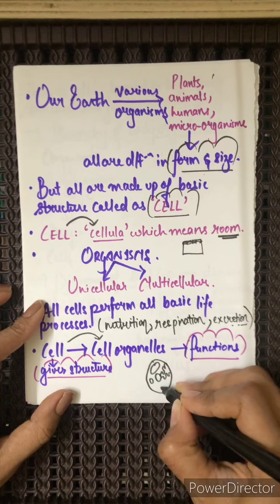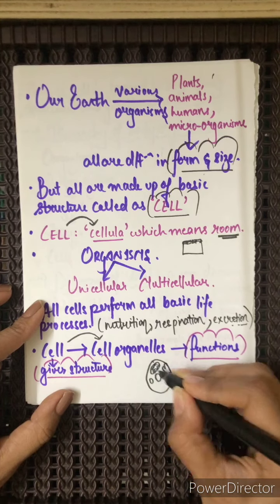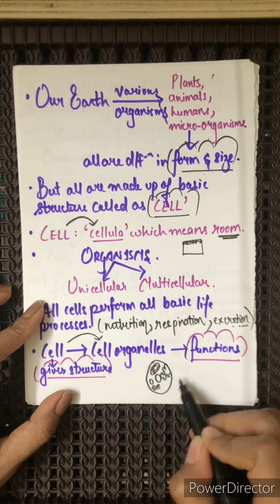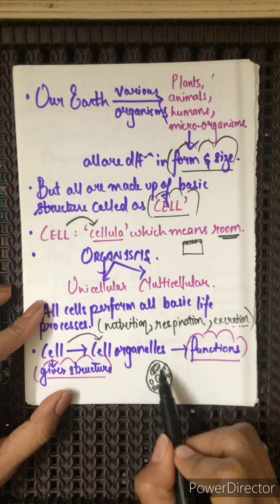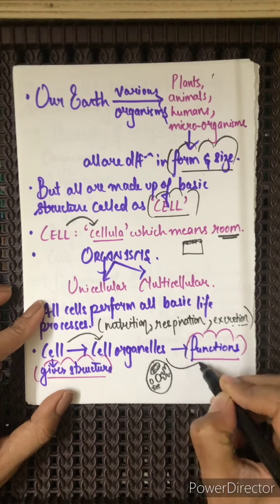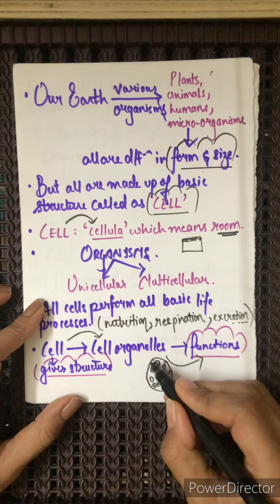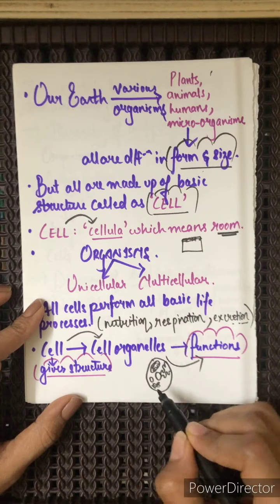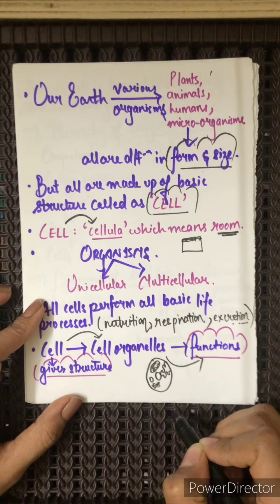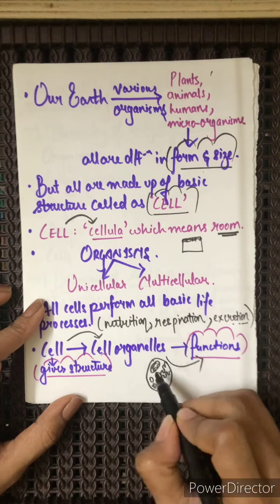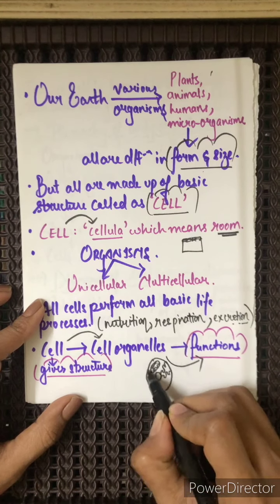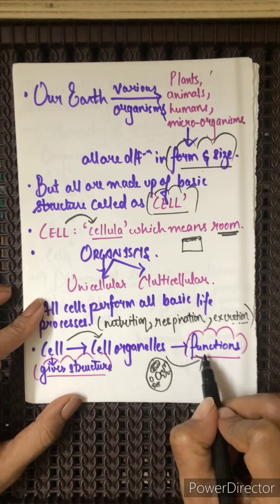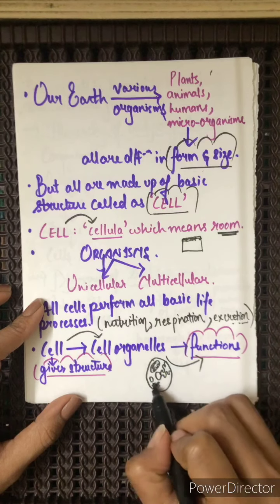So all these various compartments which are present inside the cell help a cell to perform all the basic functions. That is, this cell is able to do the process of respiration. This cell is able to remove waste out of its surface. This cell is able to take in food material inside it. So all of the functions are performed by these cell organelles.